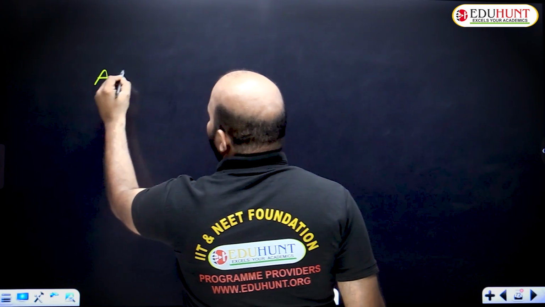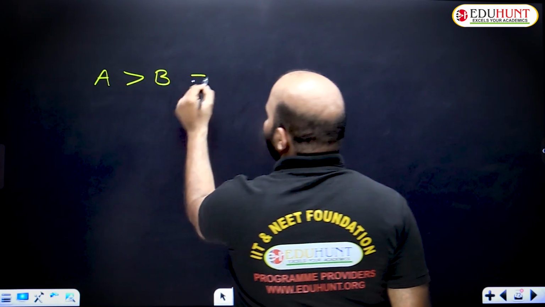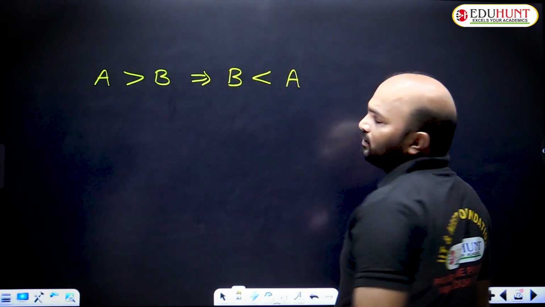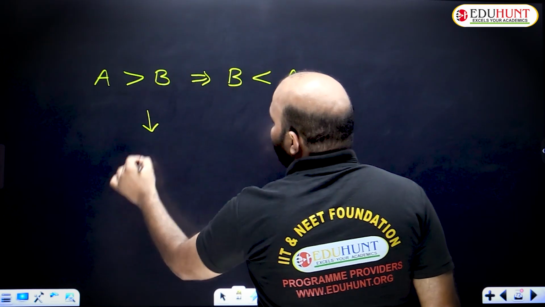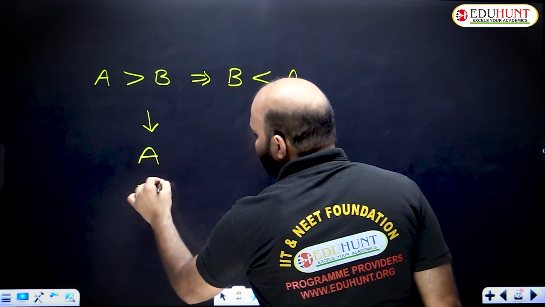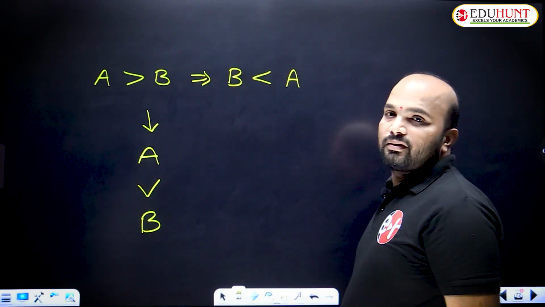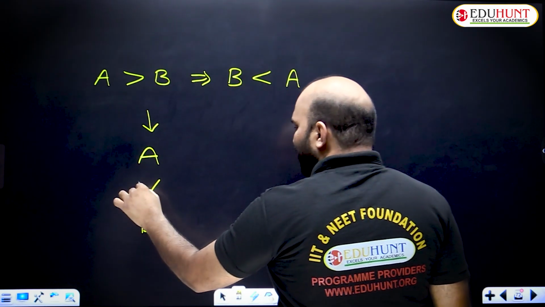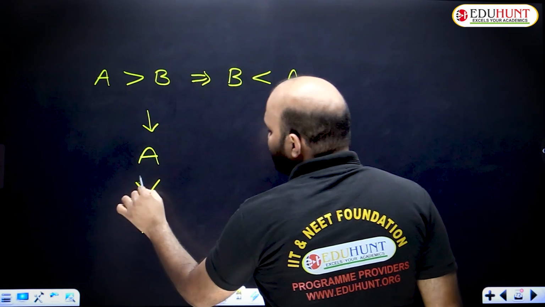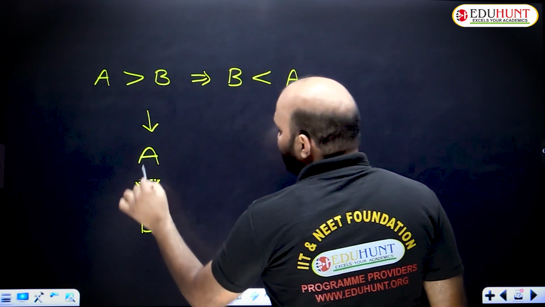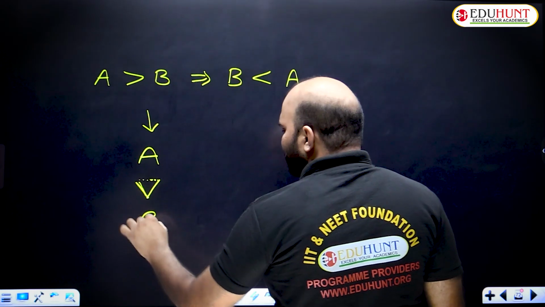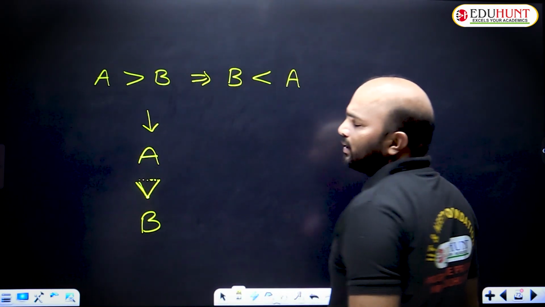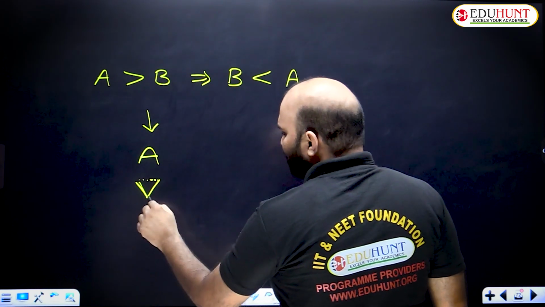A is greater than B can sometimes be written from B as B is less than A also. Greater means this is the greater part, and this is the smaller part. You can read from the greater side, A is greater than B. From B, this is the smaller part, nothing but smaller than, nothing but less than. So A is greater than B, or B is less than A.